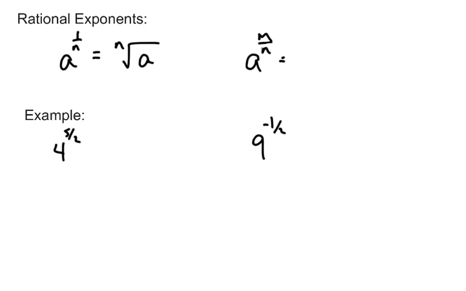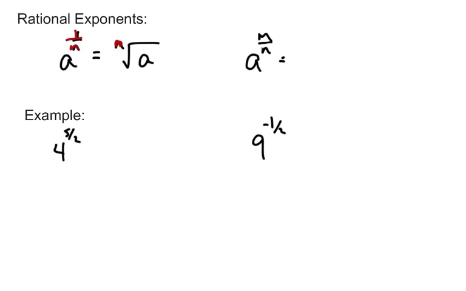We can look at nth roots as exponents, as powers, and we call them rational exponents. So if we have the nth root, that means the power is going to be 1 over n.